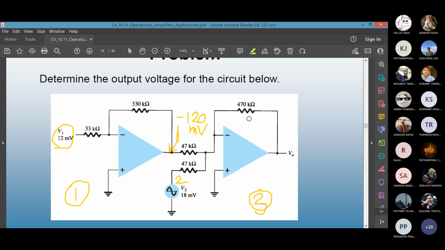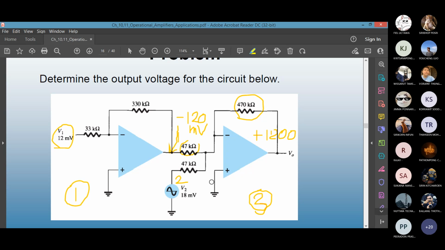What is the ratio of this feedback to the input stage resistor? How many times bigger? That is 10 times too. Again, so 120 millivolt becomes 1200 millivolt after passing through here. Plus or minus now? This is minus, it goes through another minus. It will be plus. Flip 2 times the minus, it becomes 1200. I did not write the unit, but it's millivolt. Just remember now it's millivolt.